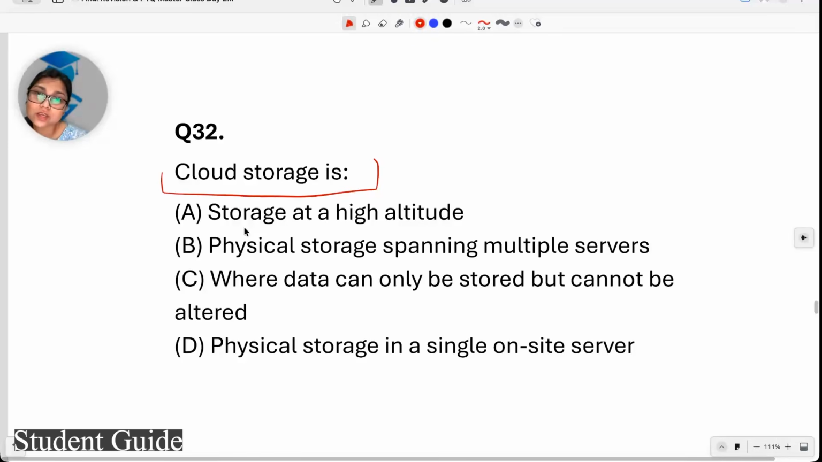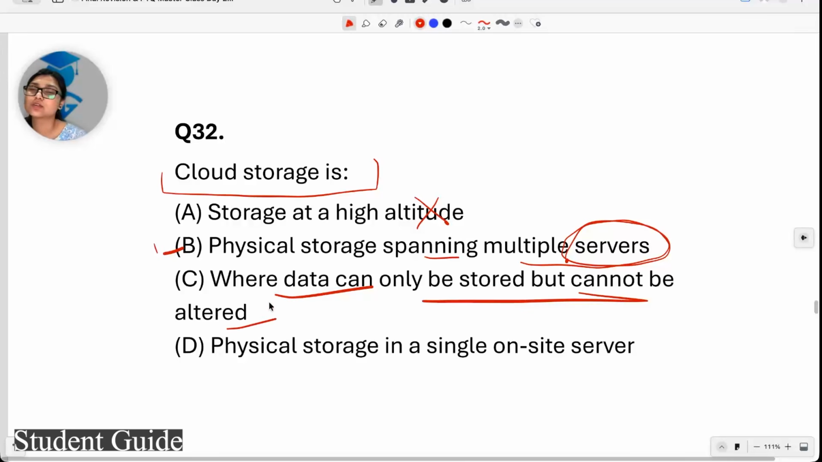Quickly checking the options. Storage at a high altitude? No, it's not a physical one. B is saying physical storage spanning multiple servers. Yes, whenever you can say servers, it is the correct answer. But quickly checking the other options too: where data can only be stored but cannot be altered? No, not this one. Then the next option is saying physical storage in a single on-site server. No, this is not a single one. It has to be multiple servers. So option number B is the correct one.